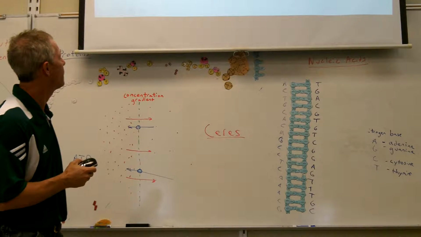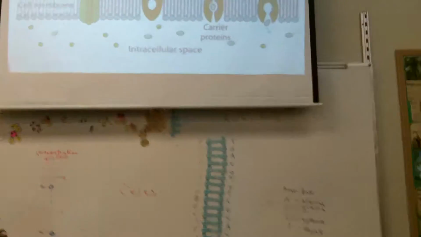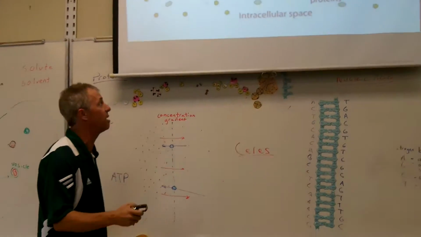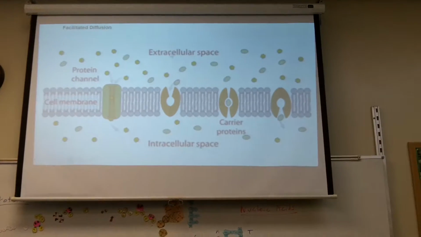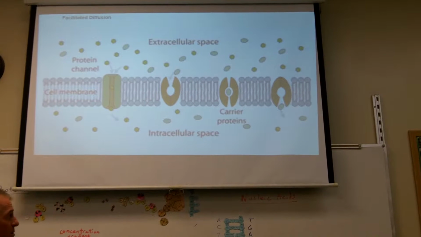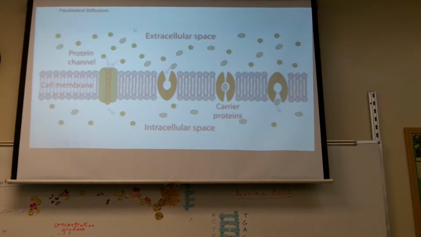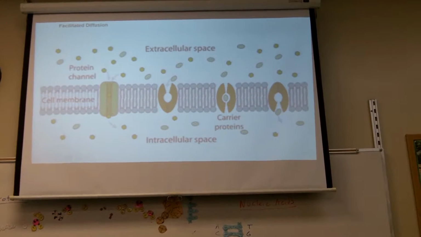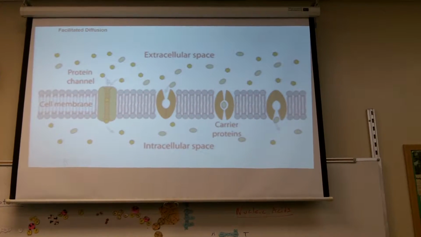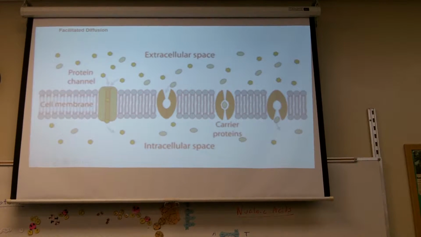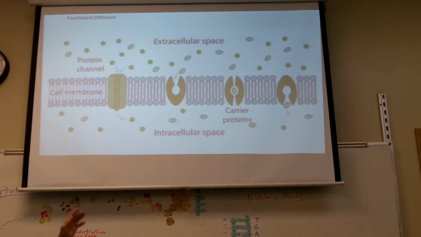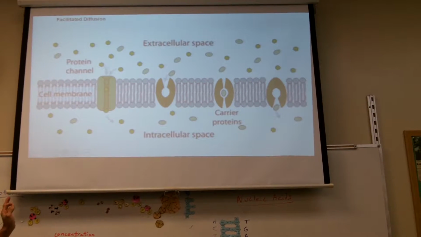So, we got to talk about the movement of particles. Now, I talked about some of this yesterday, but I want to go back over it. Diffusion is just the random spreading out of molecules. Sometimes, though, to get into a cell, the diffusion has to take place through proteins. We call that facilitated diffusion. Can you say facilitated diffusion? Facilitated diffusion. That's when the molecules come through proteins.